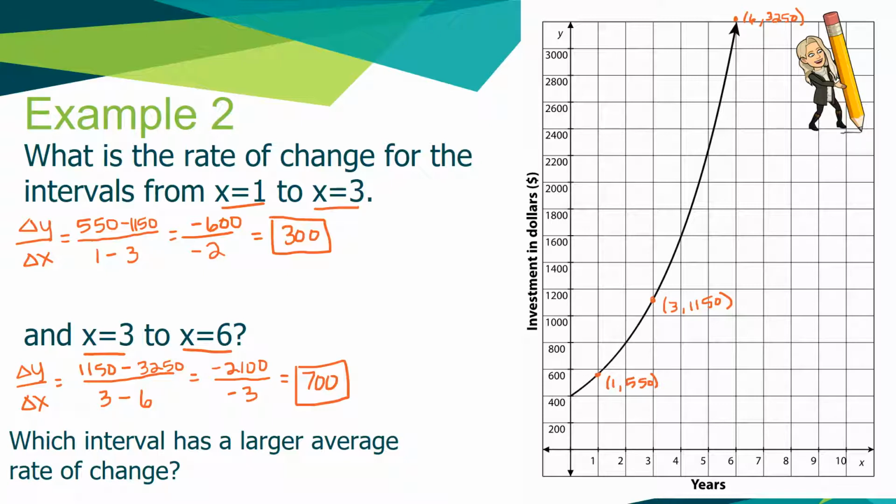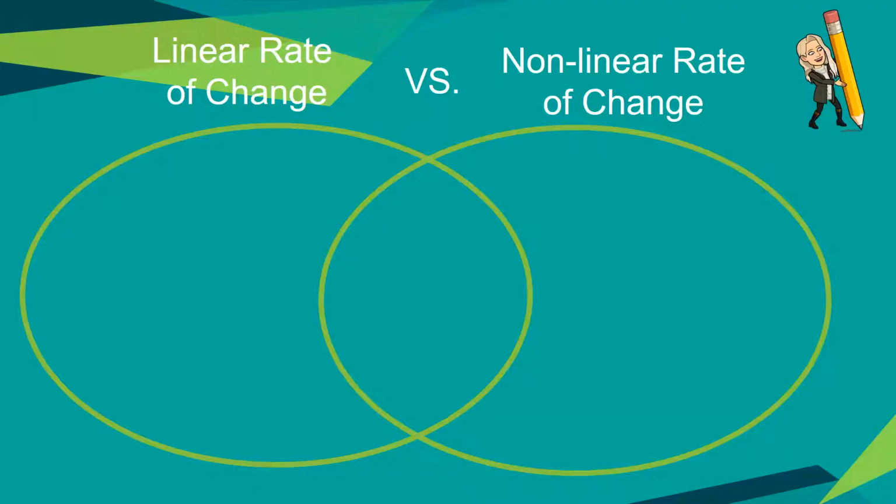So my final question then is, which interval has a larger average rate of change? Looking at my two numbers, which number is bigger? Obviously, we see that 700 is bigger than 300. So to answer this, it's from the interval x equals 3 to x equals 6. That's going to give me that better or larger average rate of change.